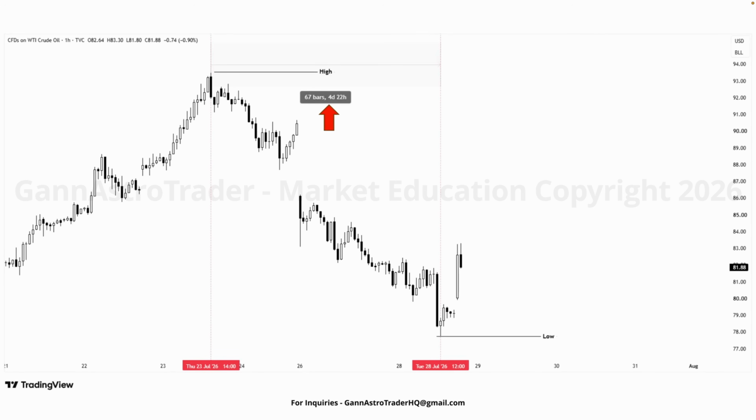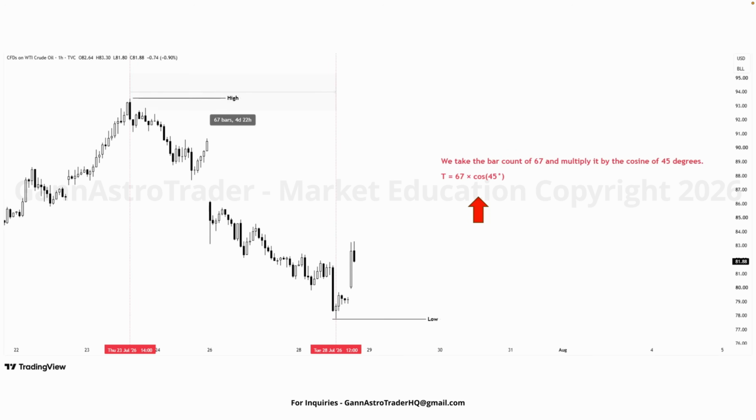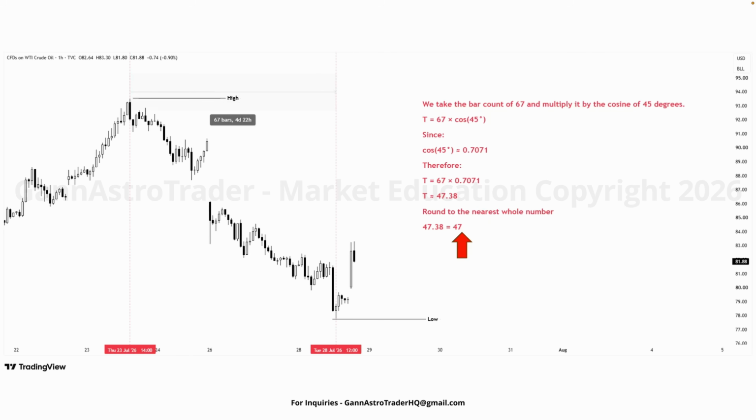Now we transform that time value using the same 45-degree cosine relationship. We take our bar count of 67 and multiply it by the cosine of 45 degrees. So the calculation is t equals 67 multiplied by cosine of 45 degrees. This gives us our transform time value. Since the cosine of 45 degrees is approximately 0.7071, we calculate 67 multiplied by 0.7071, which gives us approximately 47.38. Rounding this to the nearest whole number gives us 47. So now, 47 is our transformed reference value.